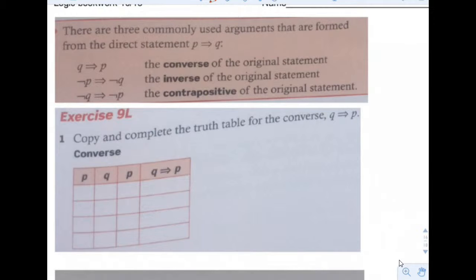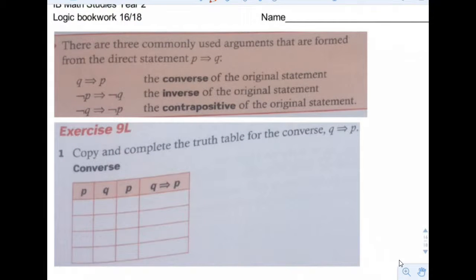There are 3 commonly used arguments that are formed from the direct statement P implies Q. Q implies P, which is called the converse of the original statement. Not P implies not Q, which is called the inverse. I should probably stop saying it. I was saying inverse before to change true to false, and I should stop saying that, right? Not Q implies not P, which is the contrapositive.